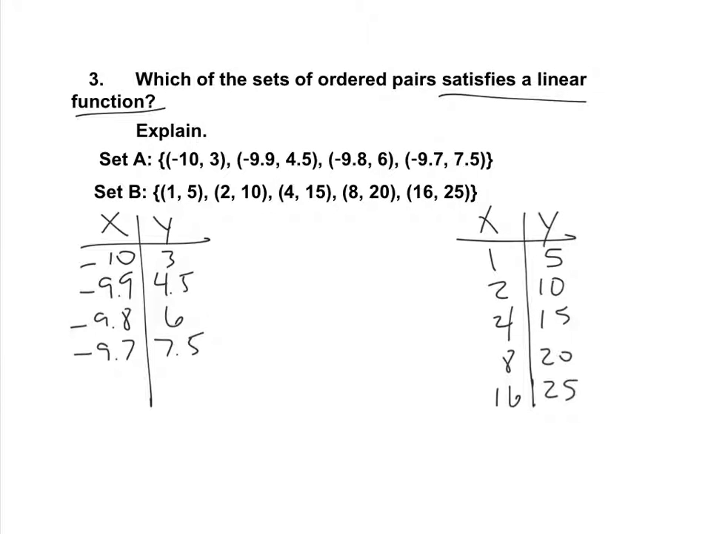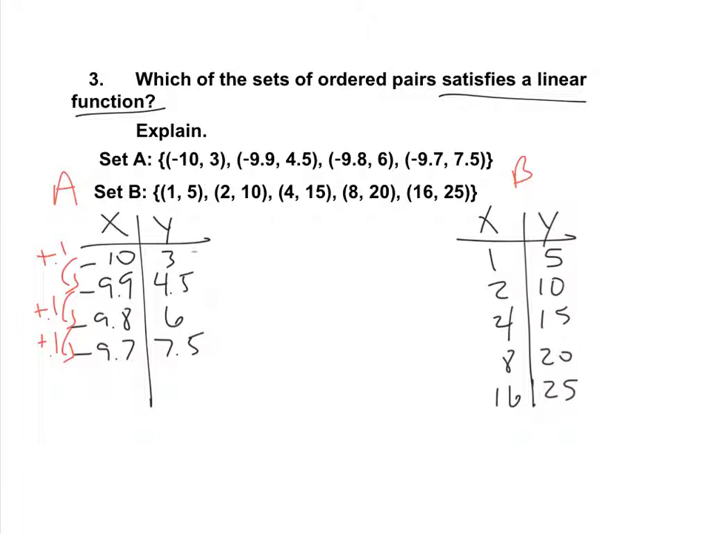Now, as you can see, here's A and here's B. I've put them in vertical tables. What I'm going to check is the ratio. Now remember, change of x. When we go from -10 to -9.9, that means we're getting greater. So that's plus 0.1. Again, from -9.9 to -9.8, again that's plus 0.1. And the same for -9.7, that's again plus 0.1.